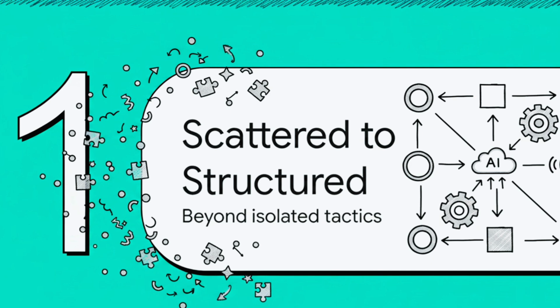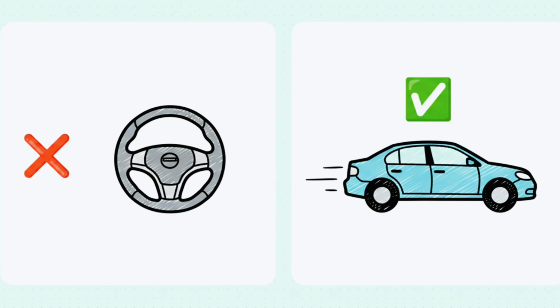All right, Section 1, Scattered to Structured, moving beyond isolated tactics. So this shift from being scattered to getting structured, that is the foundational mindset of Skyhoora and its founder, Saurabh Rawat. Saurabh operates out of Delhi as a digital marketer, web designer, and AI automation specialist. His whole methodology is built around stopping random acts of marketing. Seriously, no more guessing.